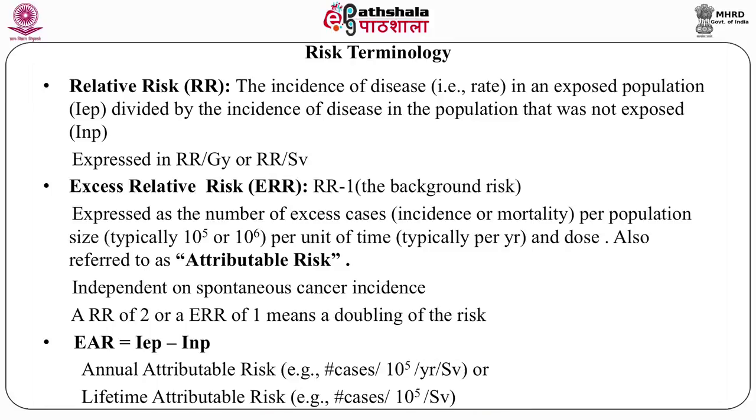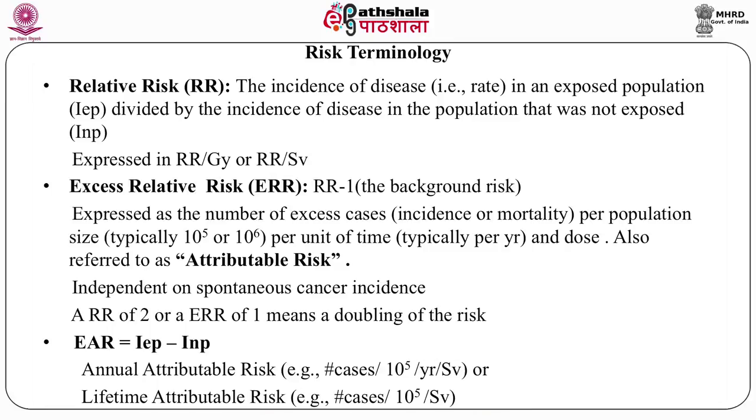So one term that is used is relative risk. The incidence of disease, that is its rate, in an exposed population divided by the incidence of disease in the population that was not exposed. So IEP, incidence of a disease in the population exposed, divided by INP, incidence in the population not exposed. This is how relative risk is defined.